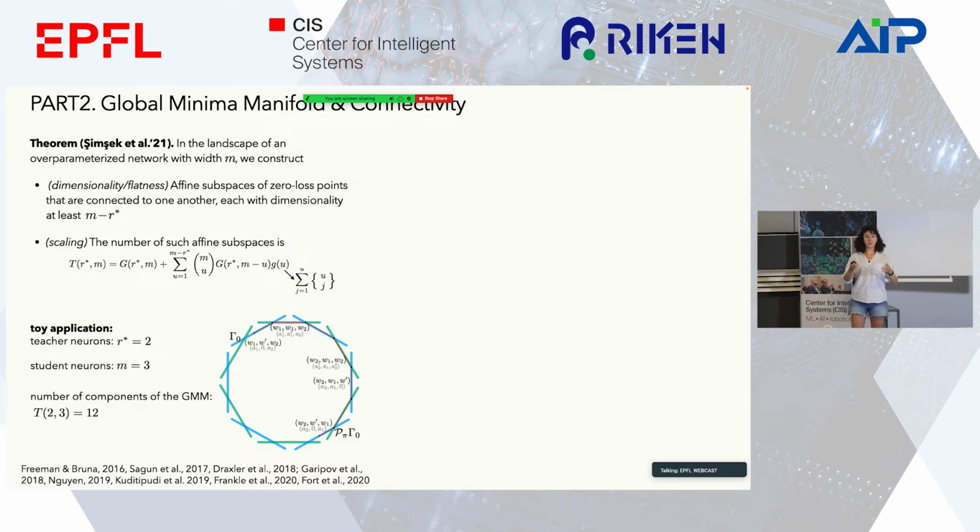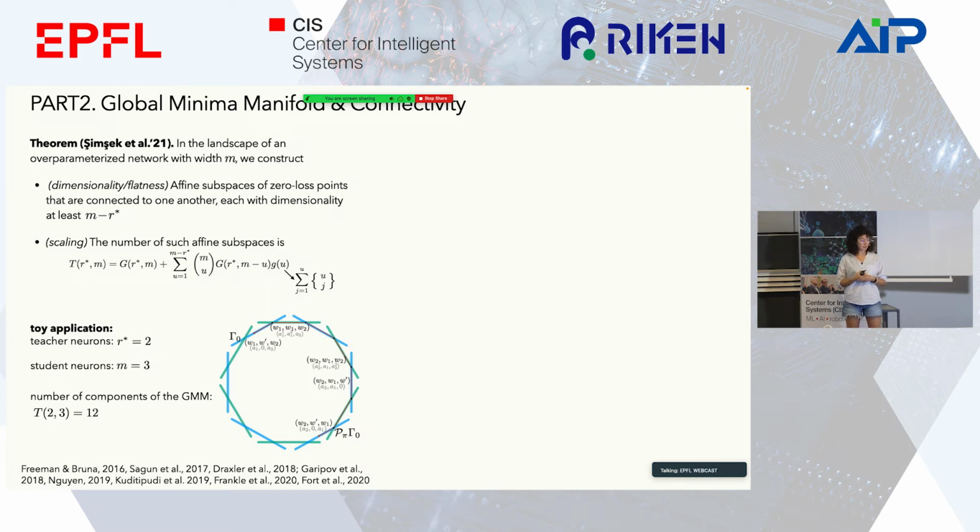I want to apply the theorem in a toy setup with a teacher with 2 neurons and a student with 3 neurons. If I compute this T number, it gives me 12 affine subspaces that are connected to one another. In this case, I can even draw it as a manifold. I'm always counting the number of components of the global minimum manifold. The manifold itself is 1, and it's a connected manifold.